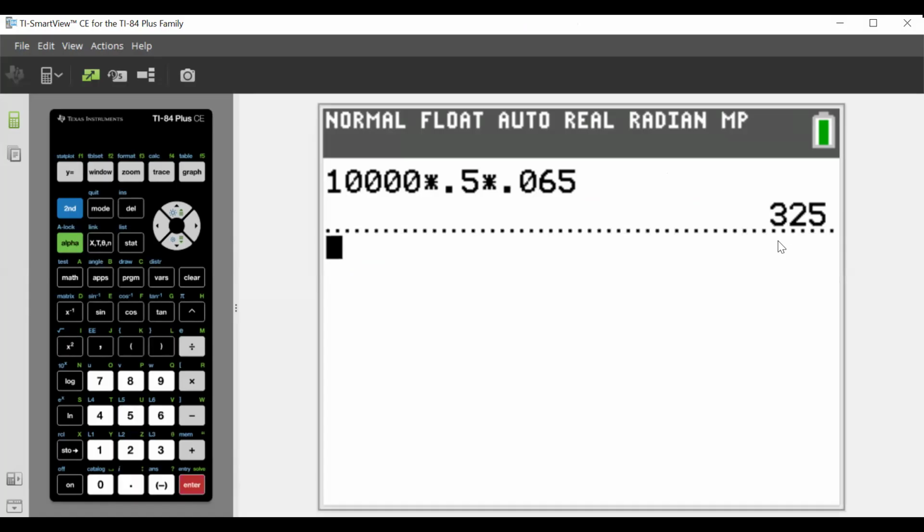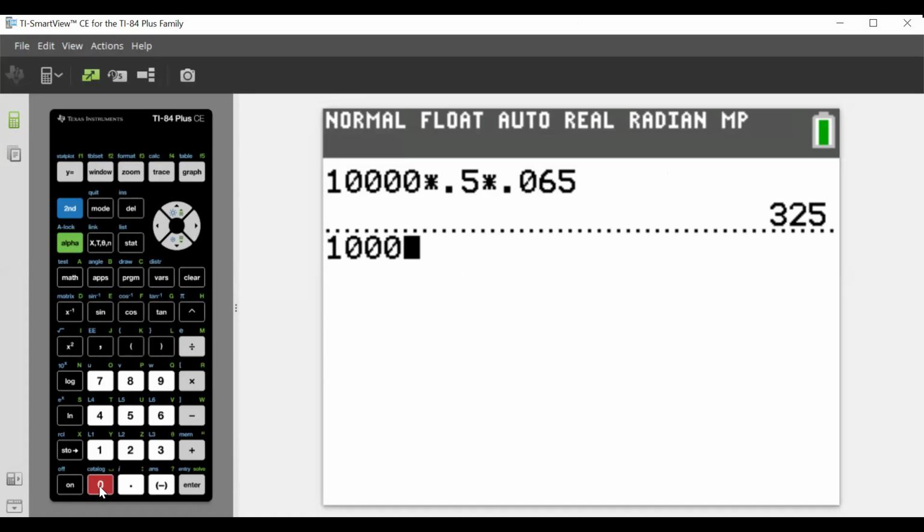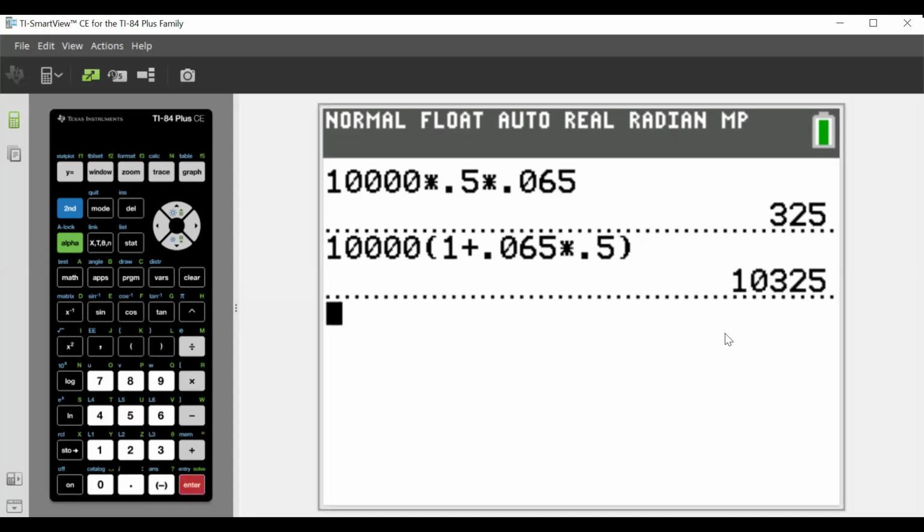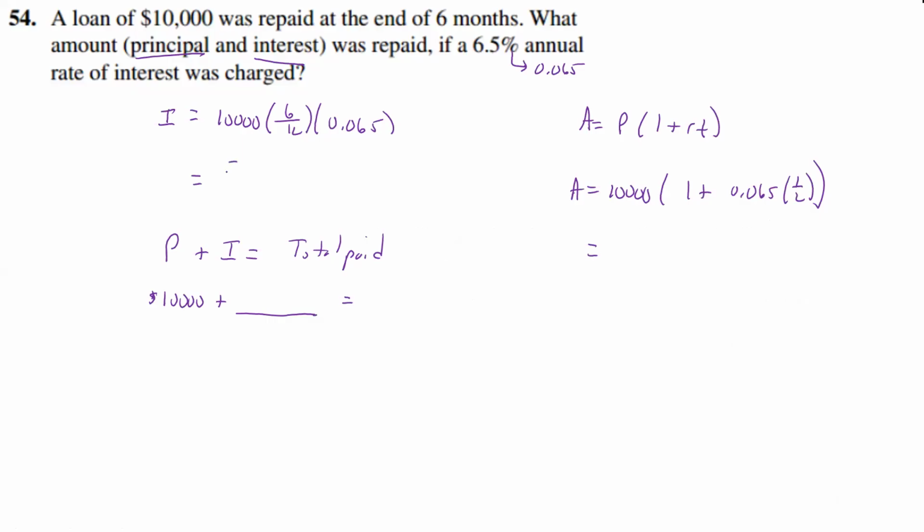So we're going to have $325 of interest. And so if we add that to the 10,000, that's going to be 10,325. So that's going to be our A. But another way to see that is we're going to take 10,000 times 1 plus 0.065 times 0.5, and get 10,325. So all those show you all these equations are interconnected. And so if you forget one, you can use a different one. So this one, we had $325 interest. So that means if we add 325 here, our total paid was 10,325. And when you do the calculation, we get that to be 10,325.